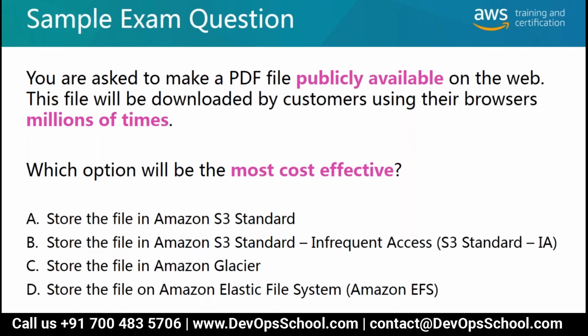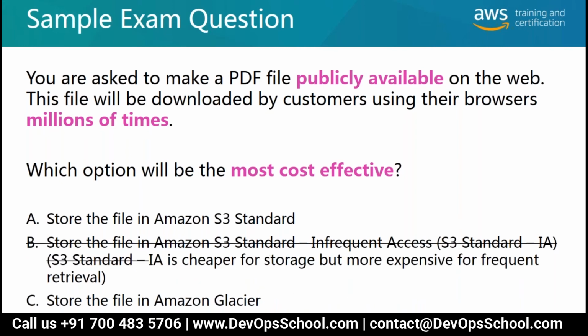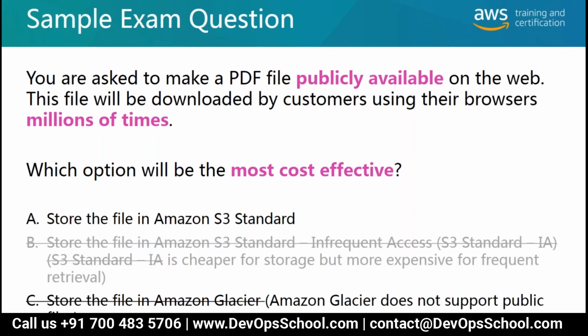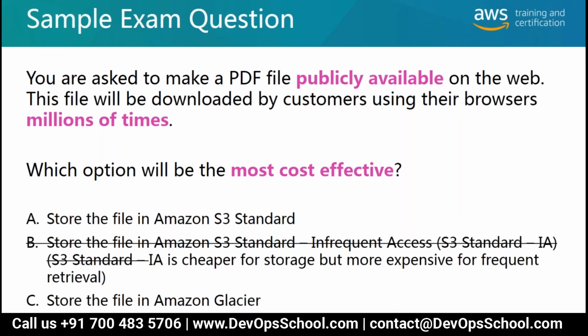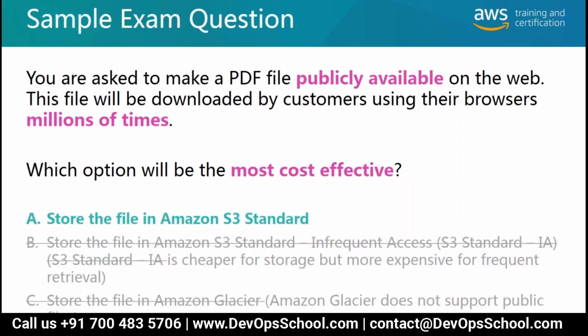So let's eliminate wrong answers also if you want. Infrequent Access, we don't want to do that because we have to get frequent retrieval. You eliminate that. Then you don't go for Glacier because Glacier will not give you a real-time download option. It might give you retrieval at a later point in time, maybe hours. And lastly, you don't store it in EFS also, because that's file storage. It is a block storage rather. So A is the most suitable option for us.